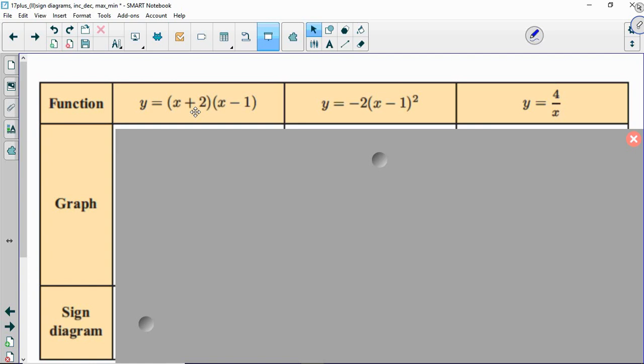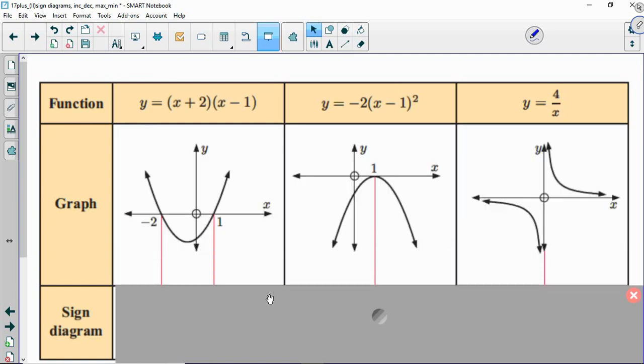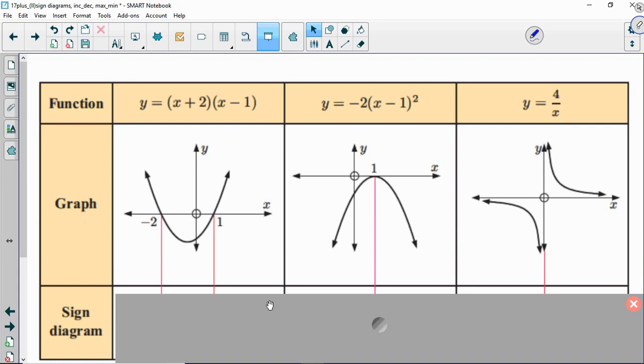But I think for everything here, we'll pretend that we are given the graph and we're just drawing the sign diagram based on that. So here's a couple of graphs. Okay? So we look at this first one. Say, well, where is this graph positive? Well, it's positive anywhere to the left of -2 and anywhere to the right of 1. It's negative in between those two. And -2 and 1 are the zeros.